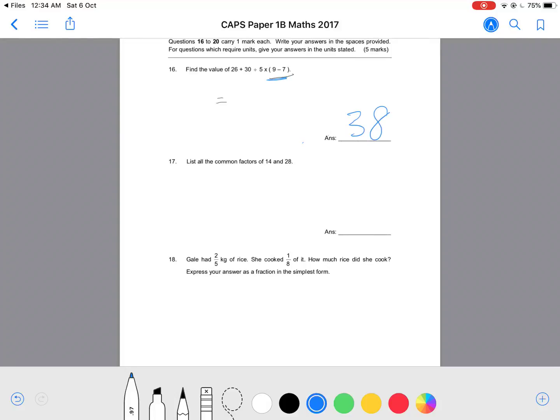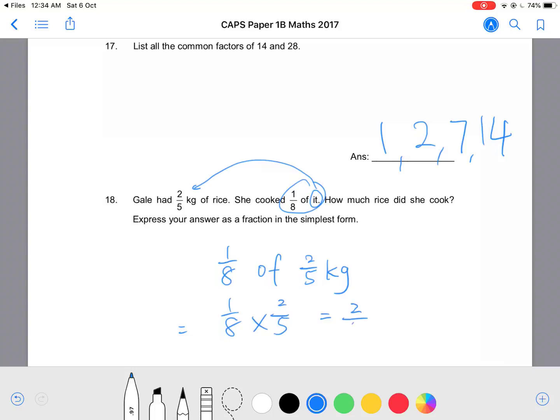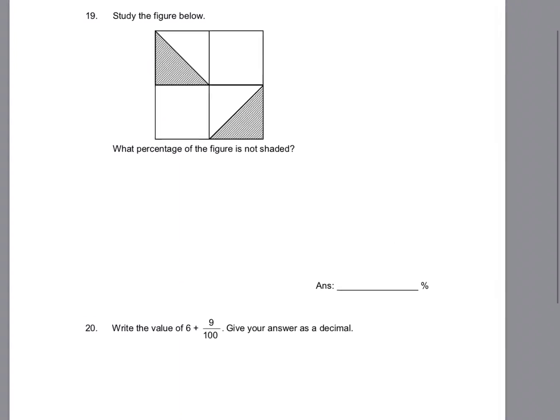Answer is 38. You should never get this question wrong. Common factors 1, 2, 7, and 14. And next one, if you have 2/5 kg and you cook 1/8 of it, what is the 1/8 of what? Of the 2/5 kg, right? So it's 1/8 of the 2/5 kg. So let's see, it multiplies up to see how many kg is that. 2 over 40, which is 1/20 kg. Alright, question 19 also easy, so I also don't want to go through that.